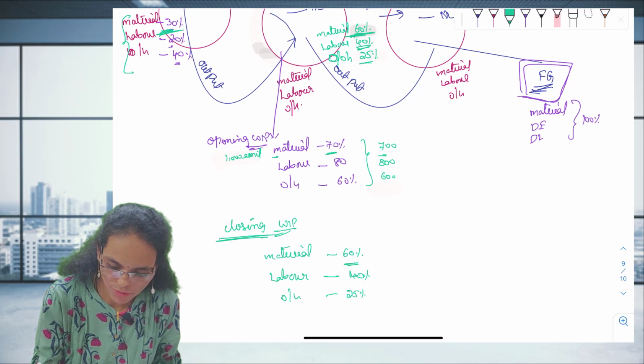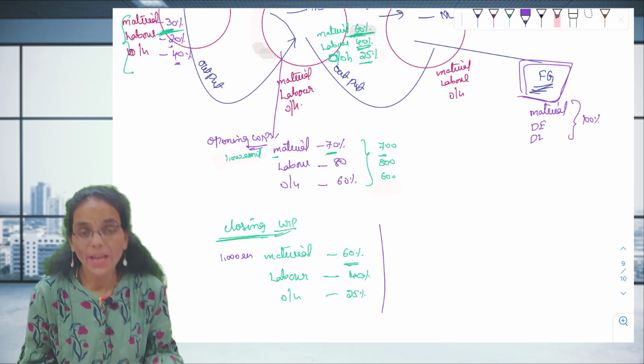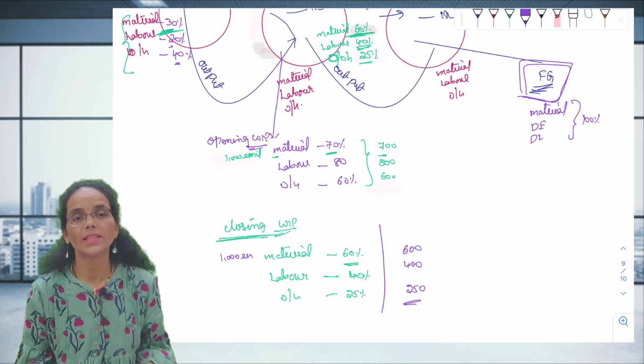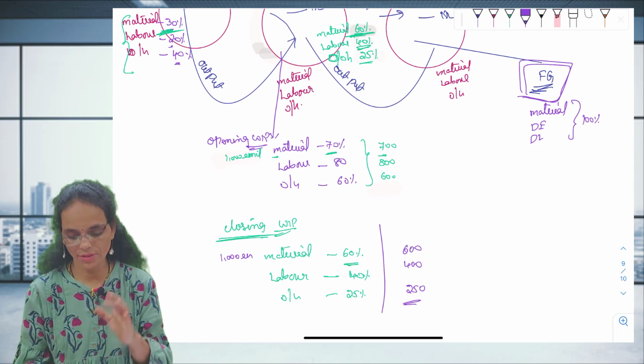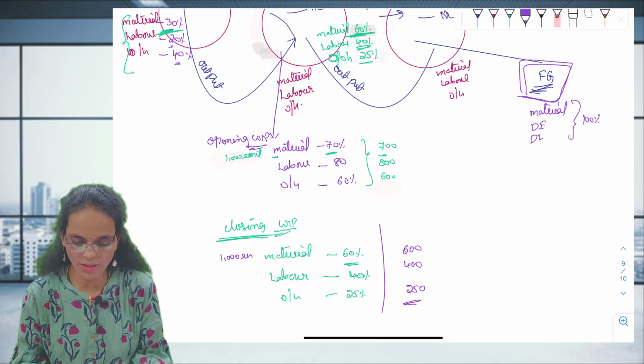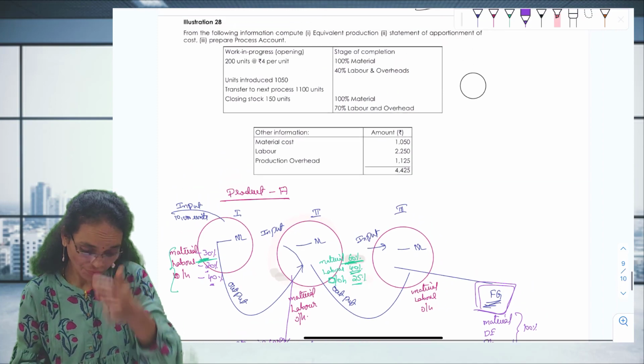Into the number of units, how many units do you have? Take the example, 1000 units you have. So the equivalent number of units will be 600, 400 and 250. These are the equivalent number of units, right? So this is a concept actually. If you understand this one, the problem solving is very much easy. Now we will solve the problem.